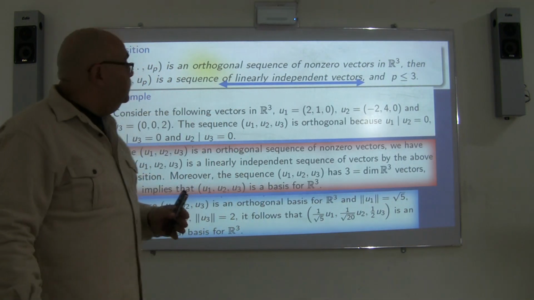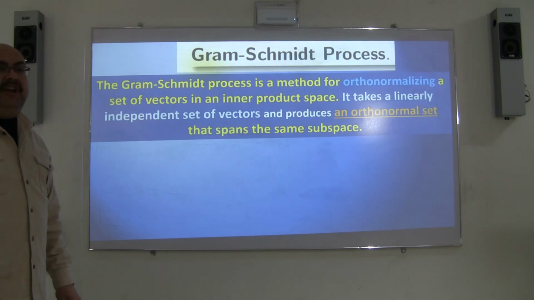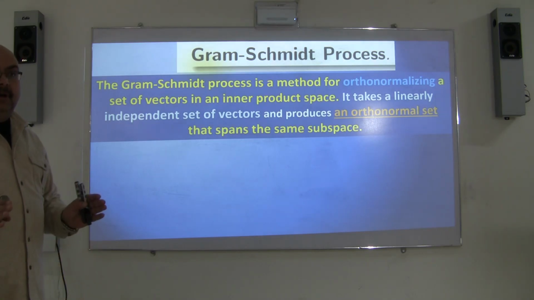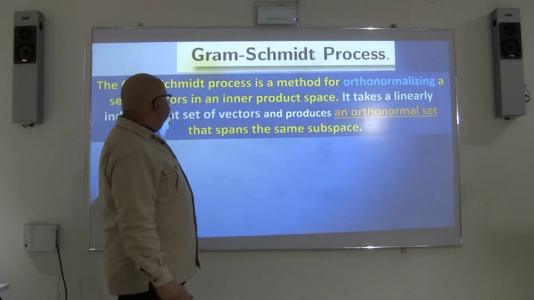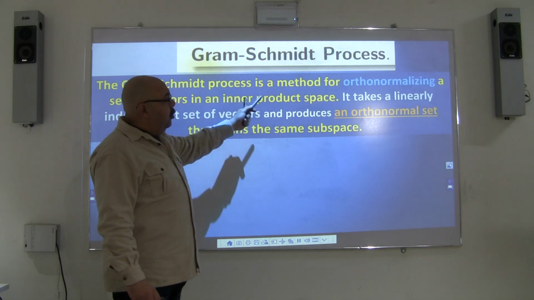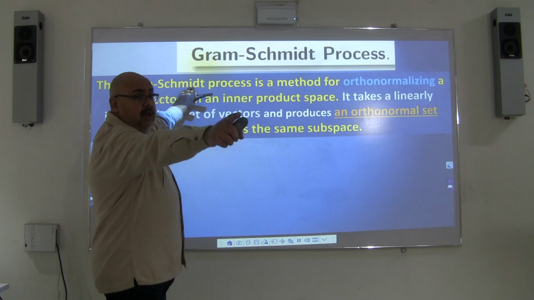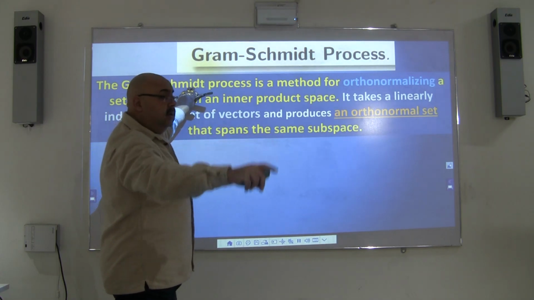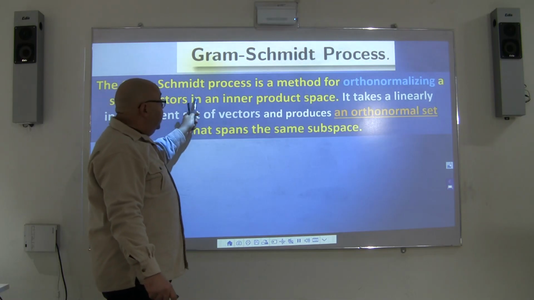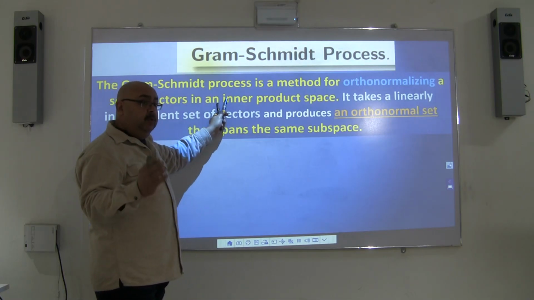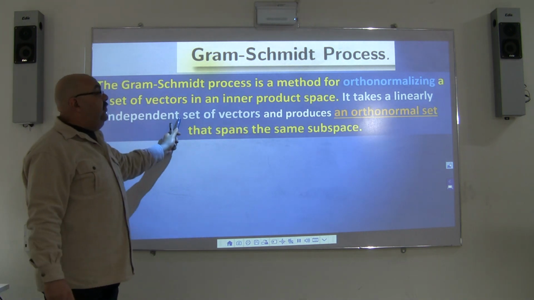Orthogonal set of vectors. Okay, the Gram-Schmidt process is a very important topic we will have to speak about. The Gram-Schmidt process is a method for also normalizing. I will use this technique in order to get an orthonormal set of vectors in an inner product space, using the inner product. It takes a linearly independent set of vectors.